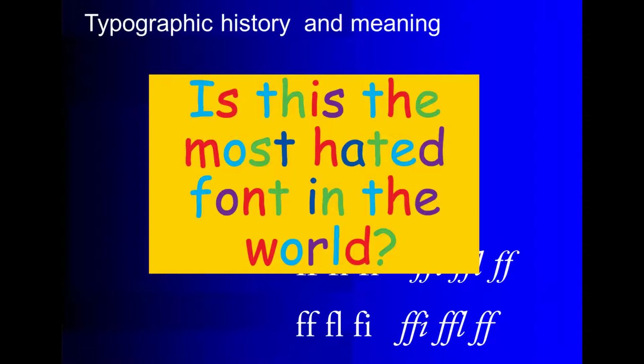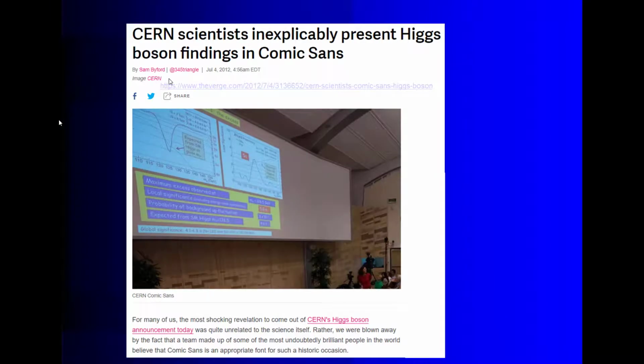I still see business communications in Comic Sans. I think the most famous one where the internet sort of blew up, even though it was 2012, was this one. Back in 2012, the scientists at CERN, the particle accelerator, a scientific organization that does basic fundamental physics experiments, found the Higgs boson, which is called the God particle, quote unquote, right?